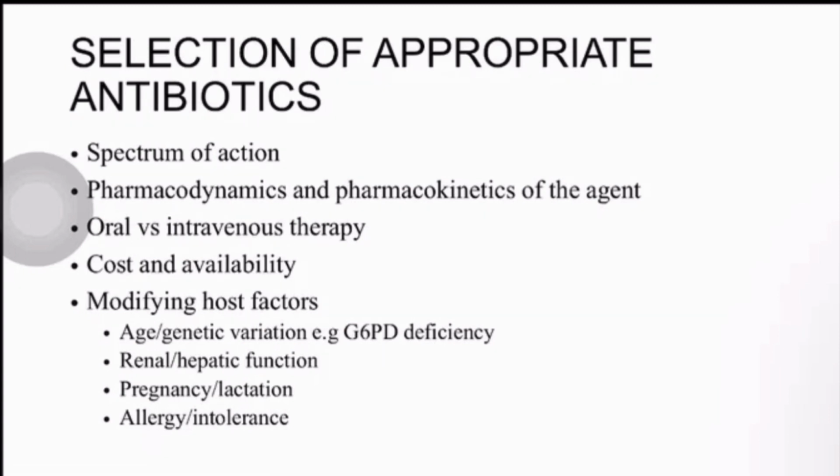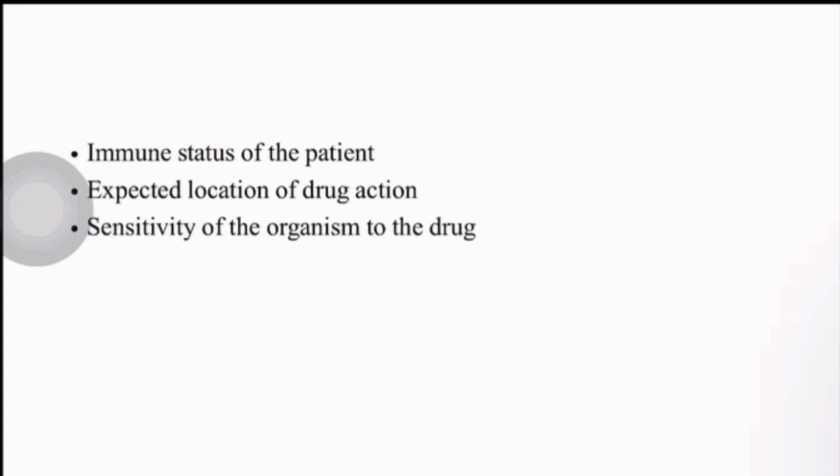Therefore, modifying host factors, you want to individualize your administration of antibiotics. There are patients with conditions such as G6PD deficiency, you don't want to give them sulfur-containing antibiotic drugs. Then for renal and hepatic function, you'd want to withhold drugs such as amikacin, all the aminoglycosides, from patients with renal impairment. Pregnancy and lactation, and patients with allergy and intolerance as well would help us to make a good selection of the appropriate antibiotics. Then you also consider the immune status of the patient and the sensitivity of the organism to the drugs.